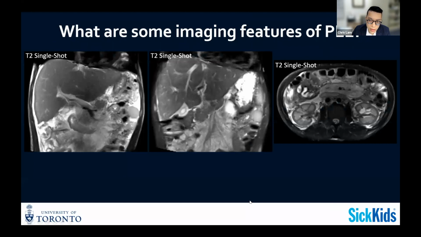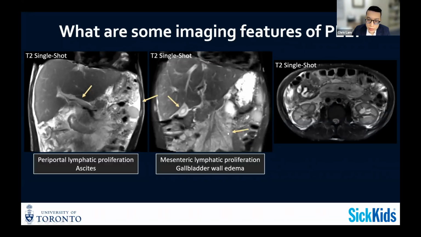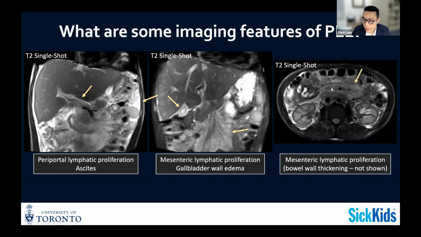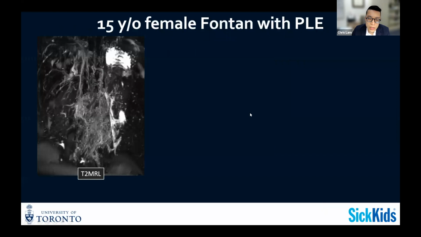So let's look at what we see on MRI. On conventional MRI imaging, we see this periportal lymphatic proliferation. We can see ascites. We can see this significant mesenteric lymphatic proliferation. And again here, very abnormal mesenteric lymphatics in patients with PLE. But all of these findings are nonspecific and can be seen with just congestion alone. So that's where MRL comes into play.